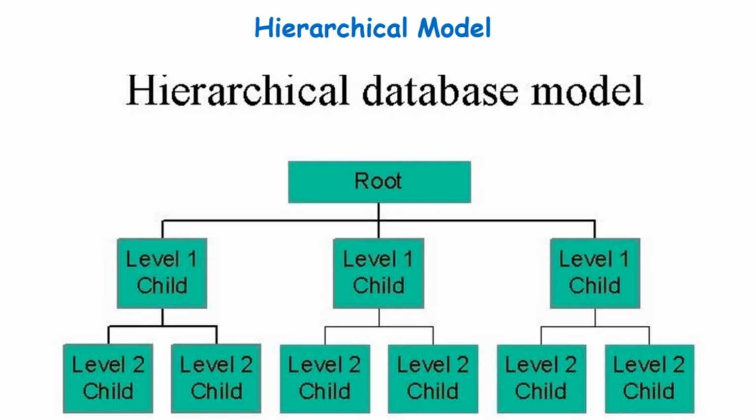Here we have an image of how this model basically looks. As you can see, level 1 are the parents, and each parent can have multiple children, but those children have only one parent. They don't have multiple parents.